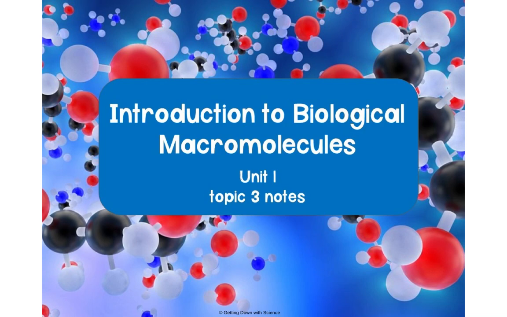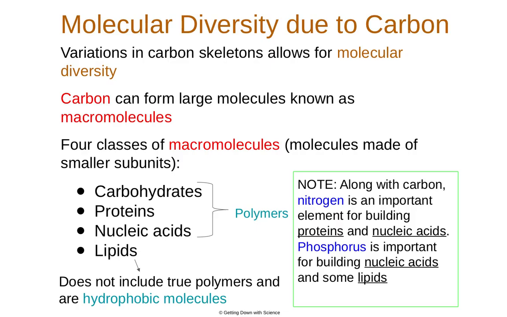Unit 1, Topic 3. Let's talk about some biological molecules. The variations in the carbon skeleton allow for a huge amount of molecular diversity. Carbon can form large molecules known as macromolecules. In AP Biology, we talk about four major classes of those. They might look familiar. They're called carbohydrates, proteins, nucleic acids, and then lipids.